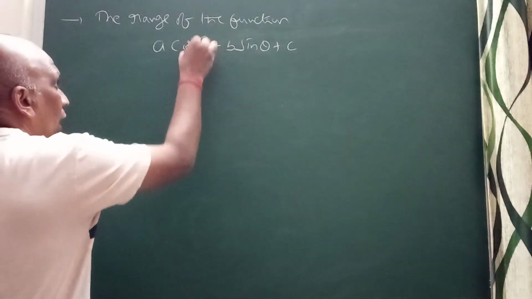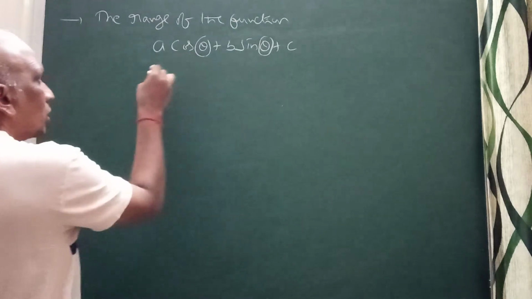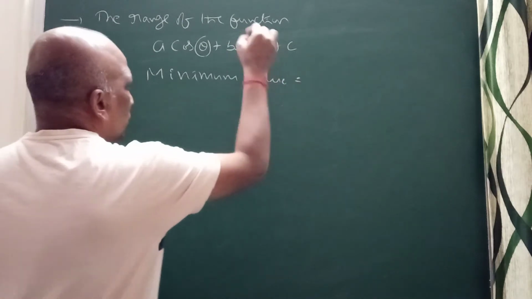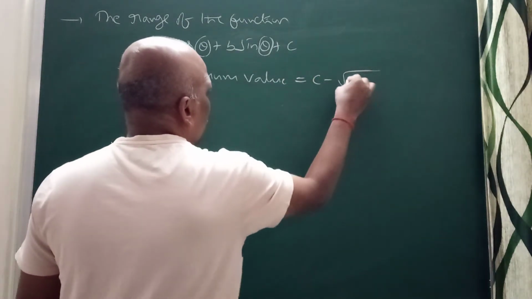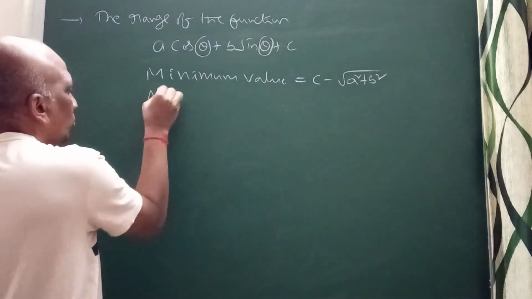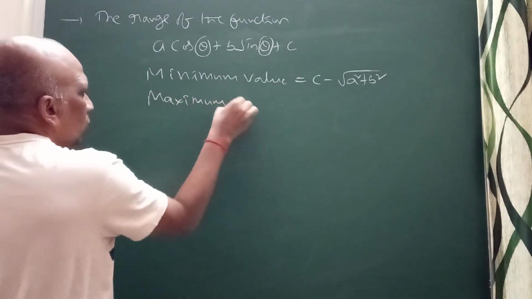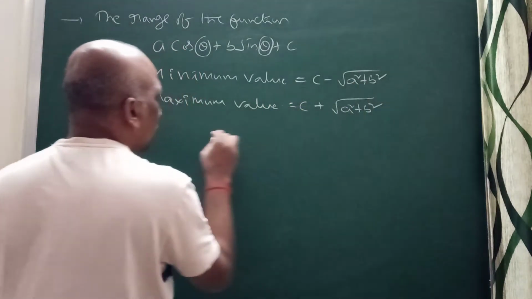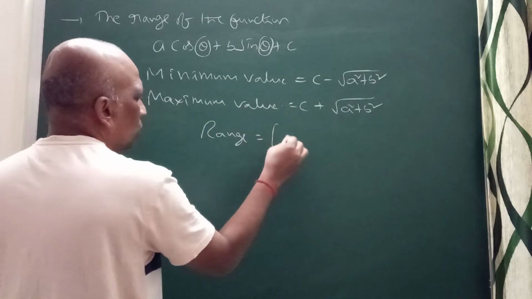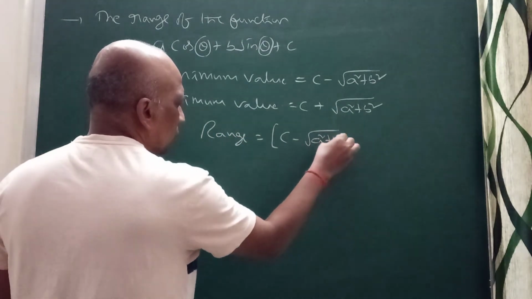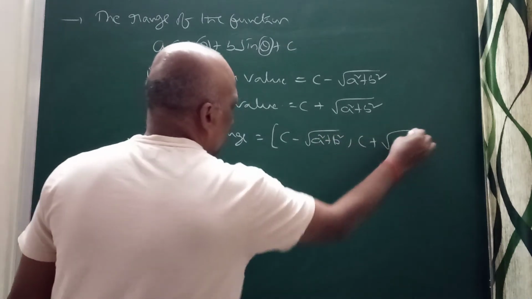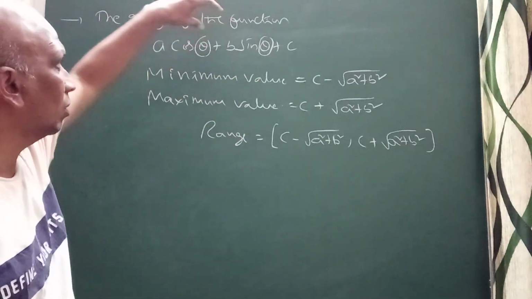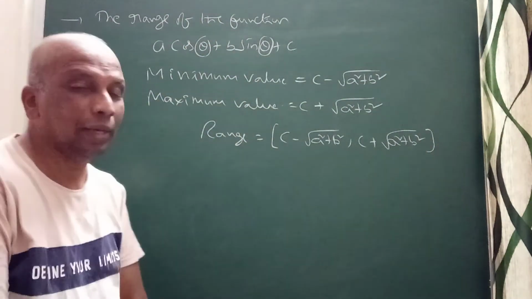So in this case, the minimum value of this expression is always c minus root of a square plus b square, and the maximum value is equal to c plus root of a square plus b square. So the range is the closed interval from c minus root of a square plus b square to c plus root of a square plus b square. Remember, the theta should be the same.